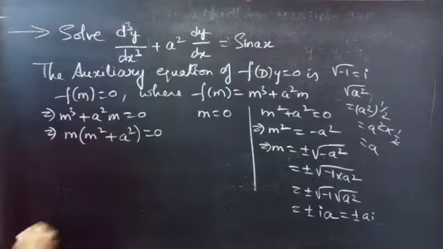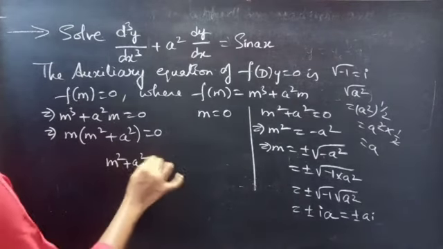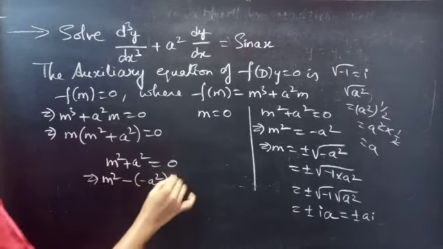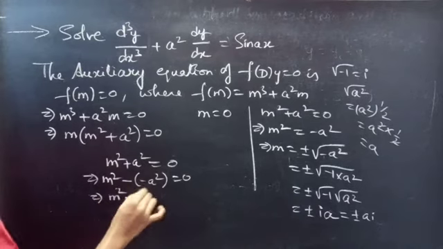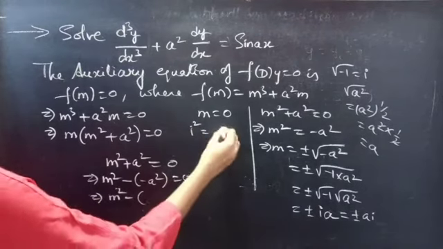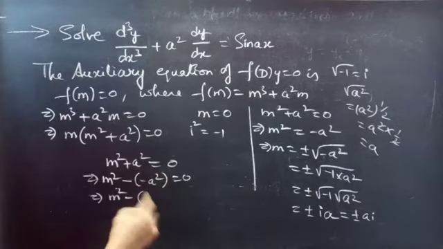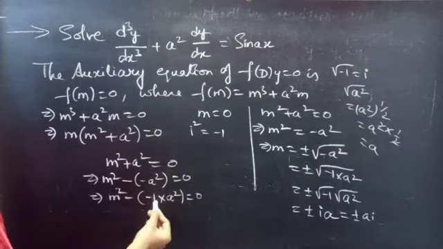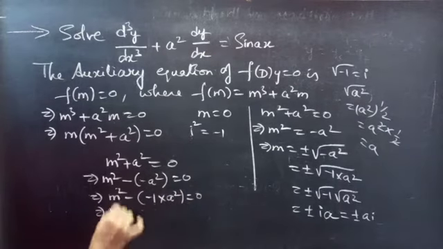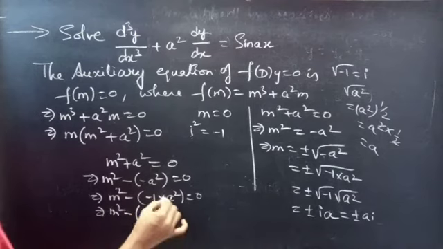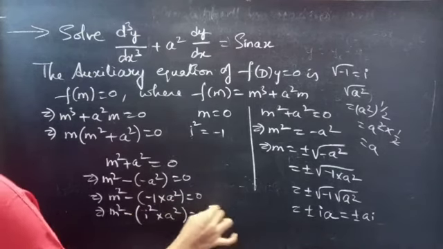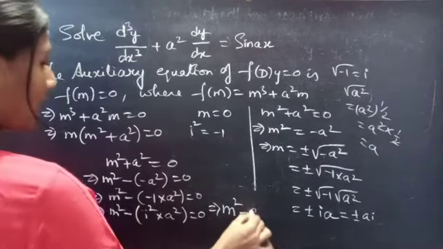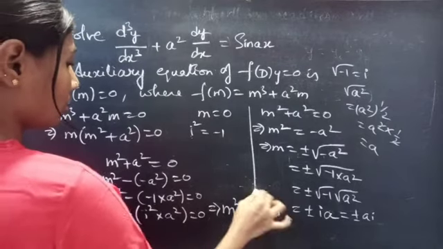Or you can write plus a square as minus of minus a square. We know that i square equals to minus 1. Then we'll write this minus a square as minus 1 into a square, and we can replace minus 1 by i square. Then we'll get m square minus of i square into a square, which equals 0. Then m square minus, you can write i square into a square as ai whole square, right?